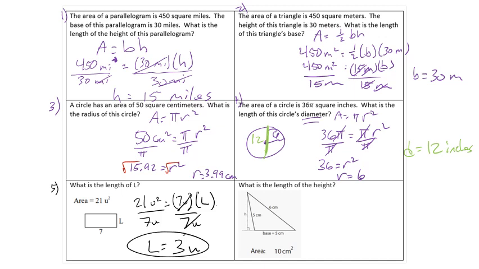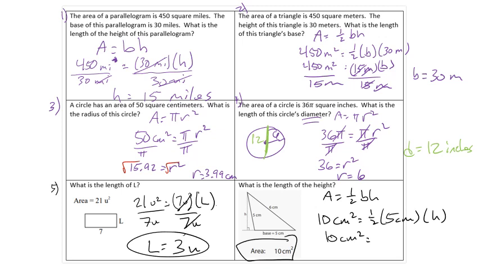And then we have this last one, the area of a triangle is 1/2 base times height. They tell us the area of this triangle is 10 centimeters squared, equal 1/2 times the base. Base is 5 centimeters. Height, we don't know. So that'll be 10 centimeters squared. 1/2 of 5 is 2.5 centimeters times height. Divide both sides by 2.5 centimeters. These cancel. Height is equal to 4 centimeters.